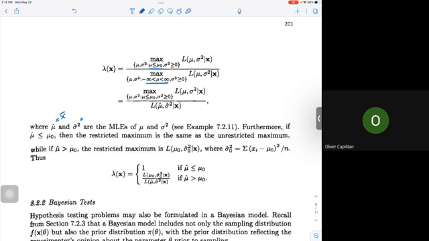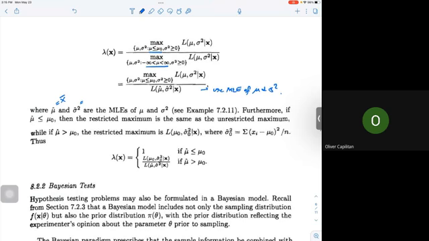Okay, we have that. See example 7.2.11. So, yun yung consider natin dito. We use the maximum likelihood estimates of mu and sigma square. Okay, so sa ating numerator, furthermore, if mu hat is less than or equal to mu sub 0, then the restricted maximum is the same as the unrestricted maximum.